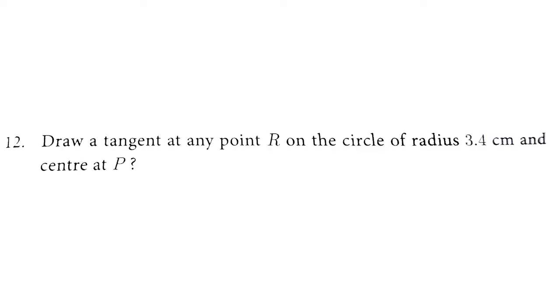Now, I'm going to explain the first sum, the first type, construction of a tangent with the help of a center. Exercise 4.4, 12th sum. Draw a tangent at any point R on the circle of radius 3.4 cm and center at P.